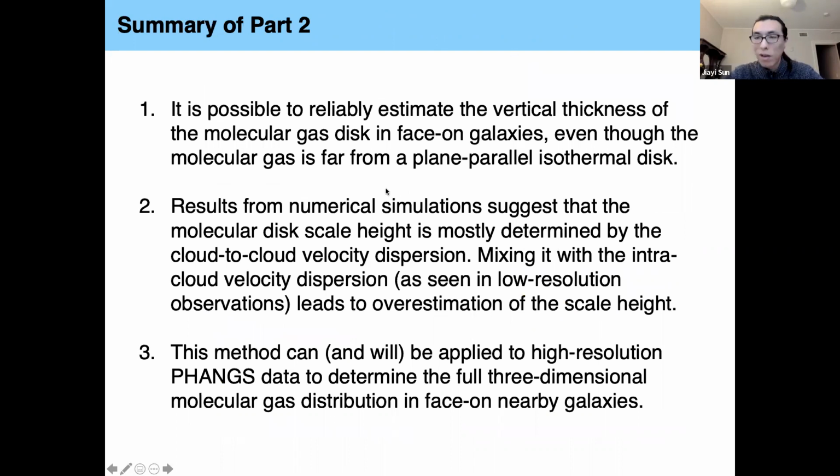I hope I've persuaded you that it is possible to reliably estimate the vertical thickness of the molecular gas disk in face-on galaxies, even though we know that molecular gas is pretty clumpy and far from plane-parallel isothermal. Results from several numerical simulations seem to say that the scale height is mostly determined by the cloud-to-cloud velocity dispersion. If you mix it with the intra-cloud term, you will overestimate the scale height. And finally, we plan to apply this method to high-resolution data to determine the full 3D molecular gas distribution in those face-on nearby galaxies. So I will end my talk here, and I'm happy to answer any questions you have.